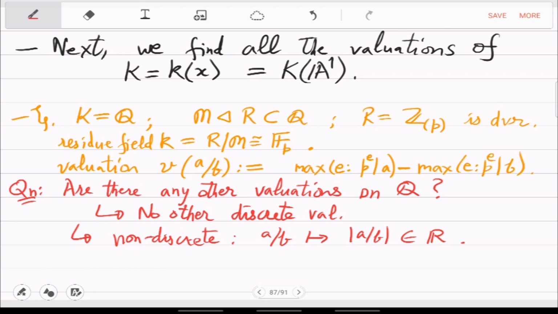And what we now want to do is look at Kx. So let's say you have this field of rationals and you introduce a new variable x. In that case, what are the valuations that you get? We want to study that question.